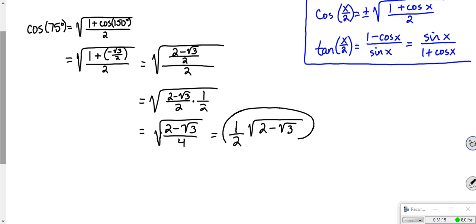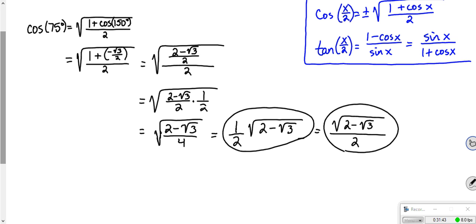I know this looks weird because you've got a radical under a radical, but that is actually how they want you to leave it. Or, if you don't like it written that way, you could put square root of 2 minus root 3 and put the whole thing over 2. Either way, whether you pull the 1/2 out in front or just pull the 2 out and keep it on the bottom, it doesn't matter. Okay, that's number 5.